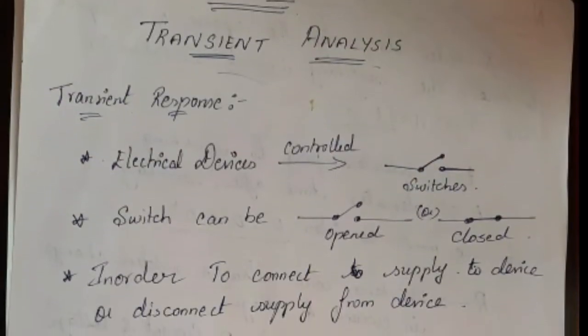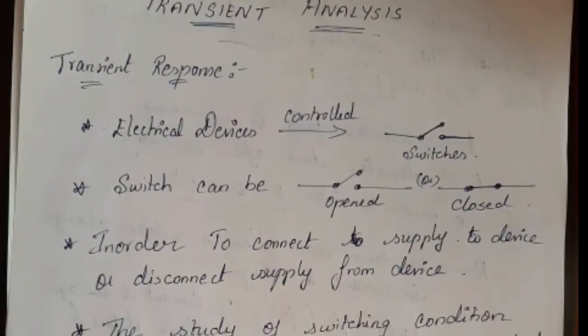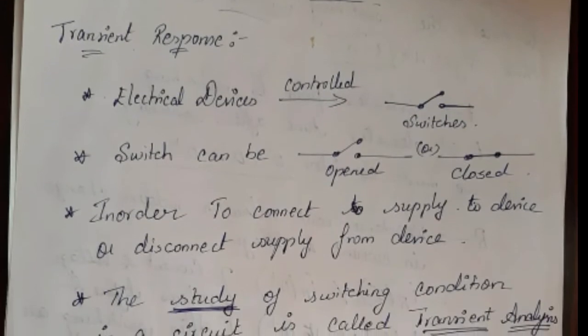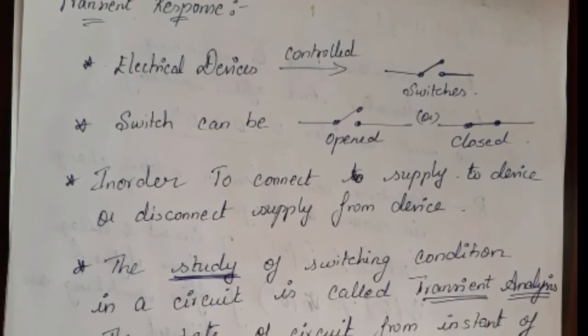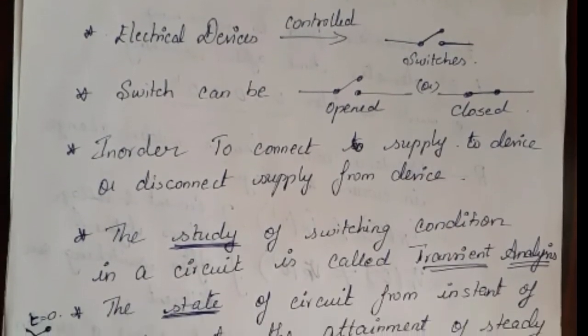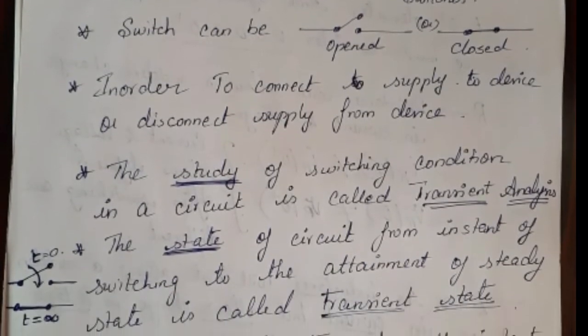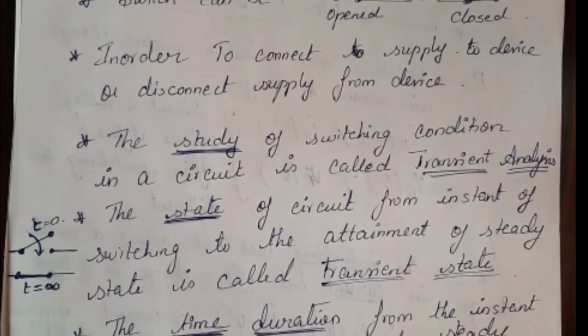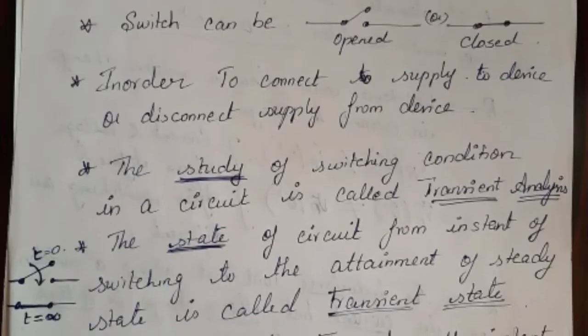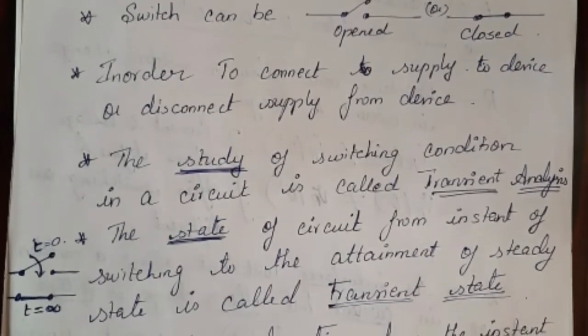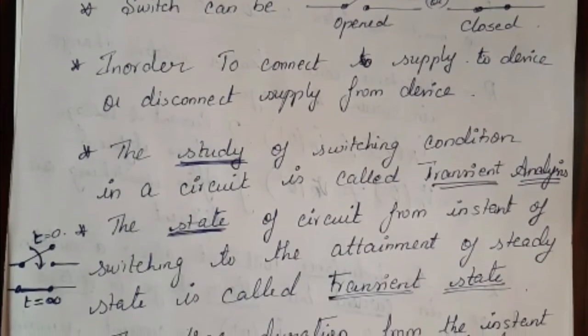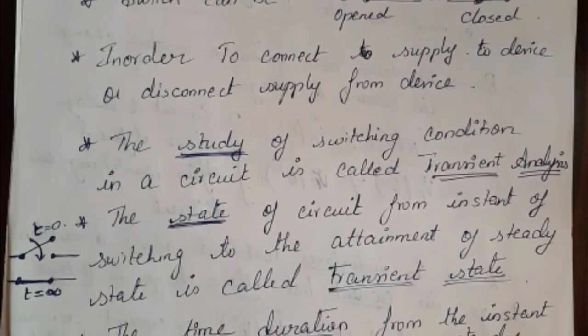Hello everyone, let us see about transient analysis in this video today. Before that, we must know what is transient response. Transient response of an electrical device can be understood by using the electrical device with a switch. Switch can be opened or closed. In order to connect supply to the device or disconnect supply from the device, we use a switch.